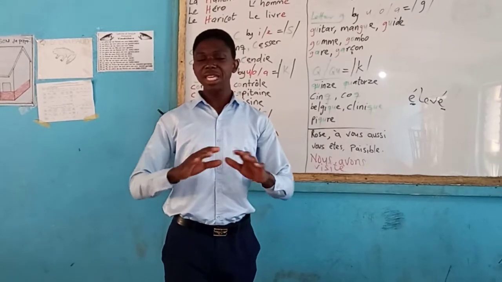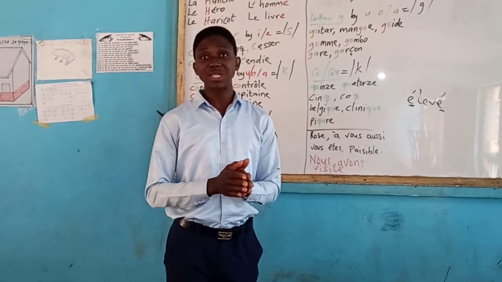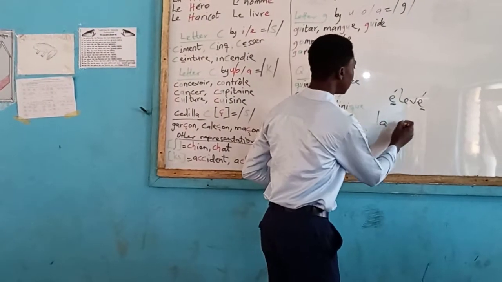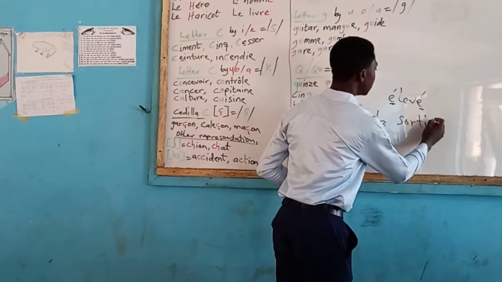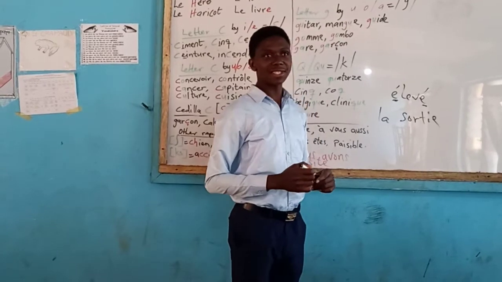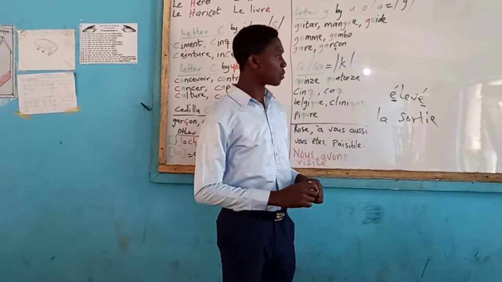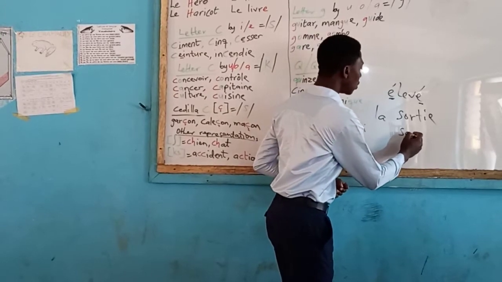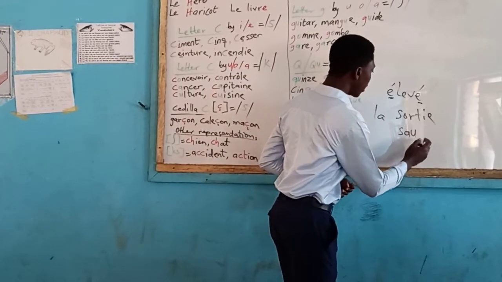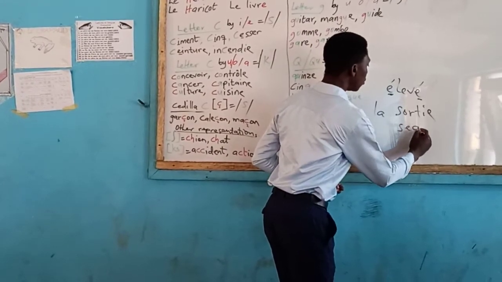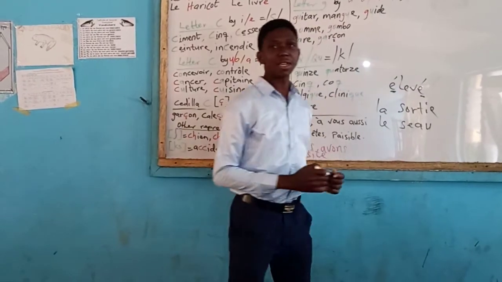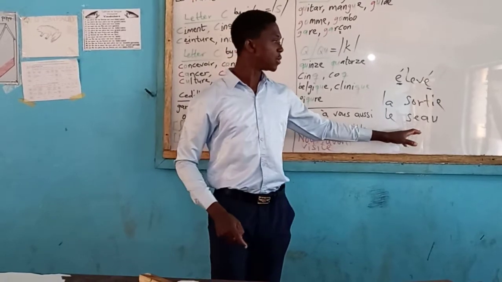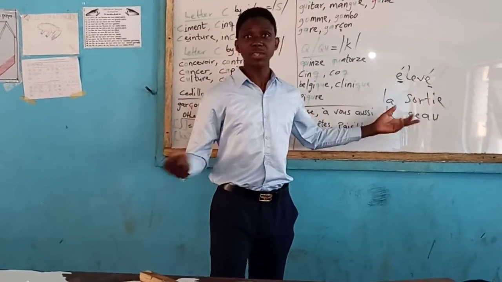S, generally, beginning the word, is pronounced as S. For example, sortie, la sortie, that is the exit of the school, la sortie de l'école. Or we can have le saut. We can have le seau, that is a bucket. Le seau. So you can see it is beginning the word, so it is S.